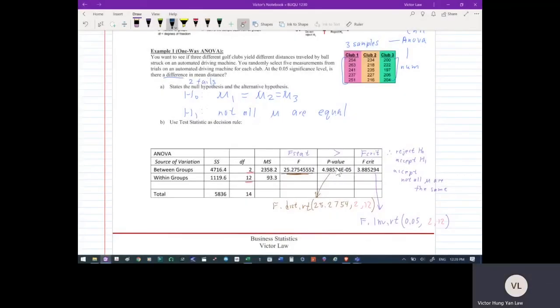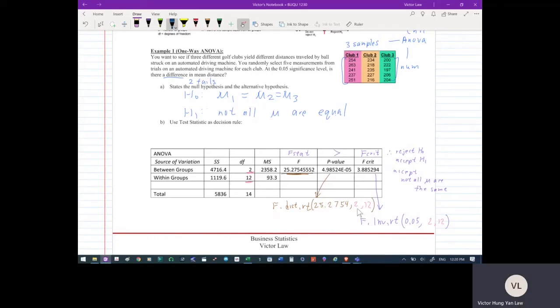To calculate the p-value, we used F.DIST.RT. And it will ask you for three variables. The first variable is your F statistic, so the 25.27. The second variable is for the degrees of freedom 1. The third variable is for degrees of freedom 2.